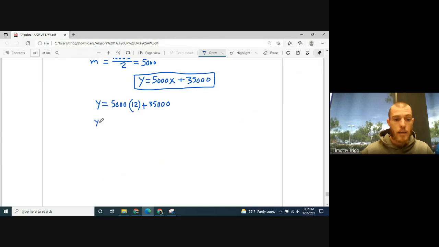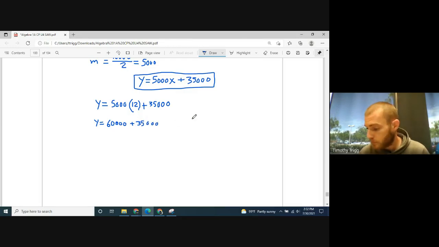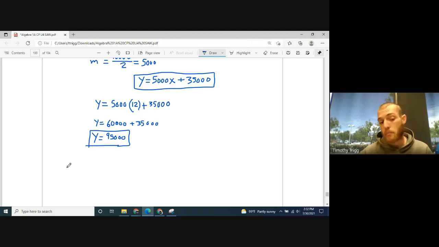So that'll be y equals 5,000 times 12, that's 60,000, plus 35,000, that gives you that y equals 95,000. So now in a complete sentence, you would write that based on this model, we would expect someone with 12 years of education after high school to make a total of $95,000 each year.